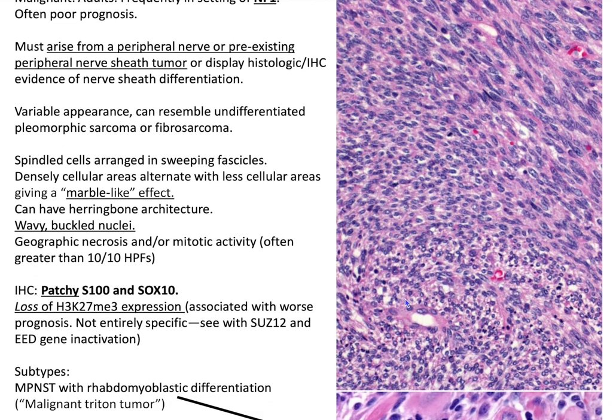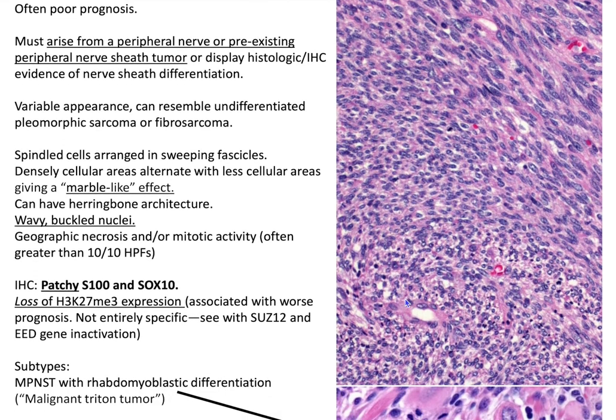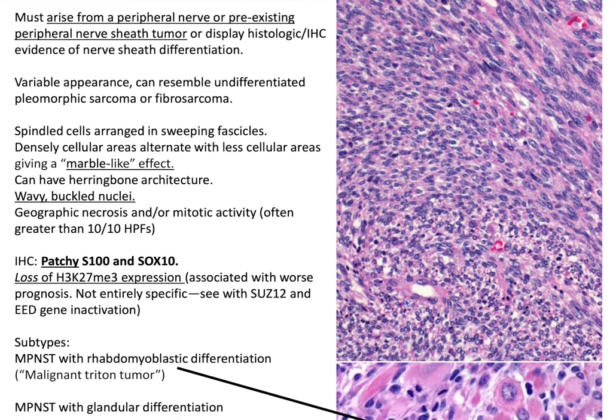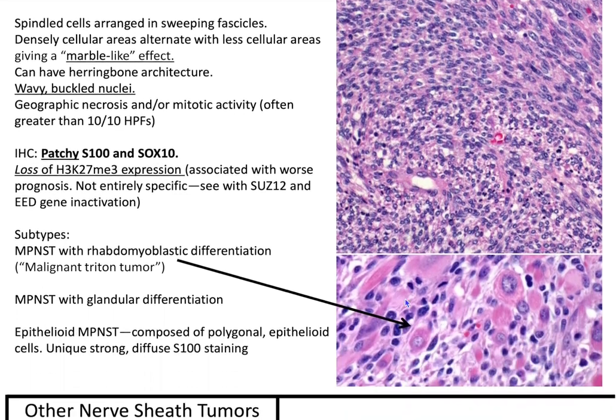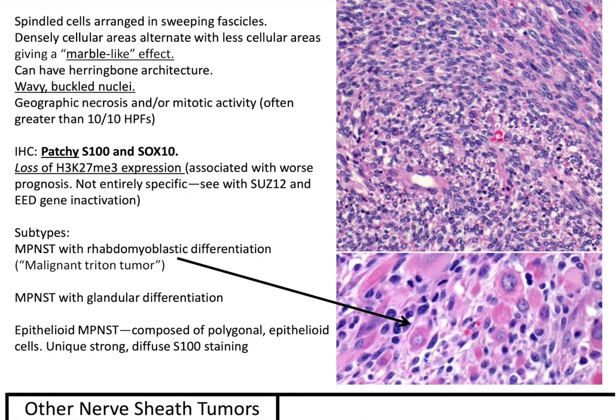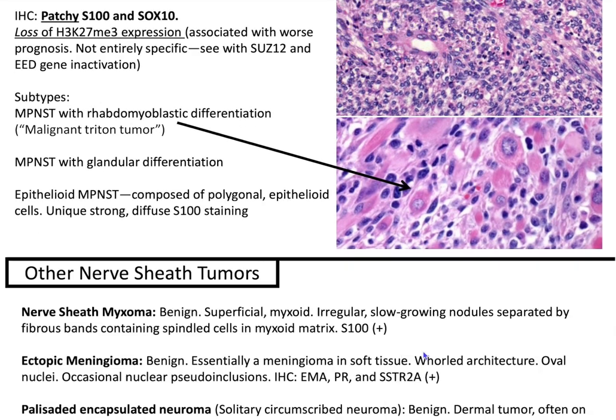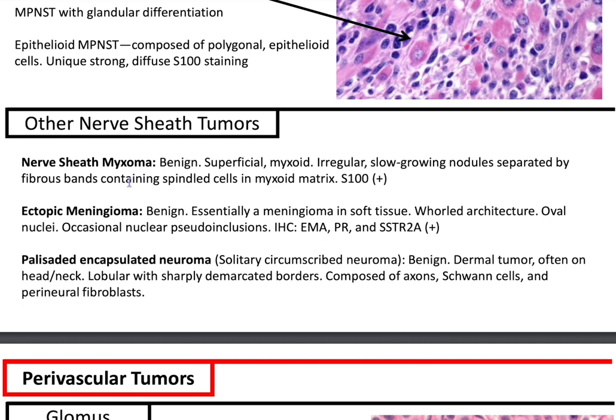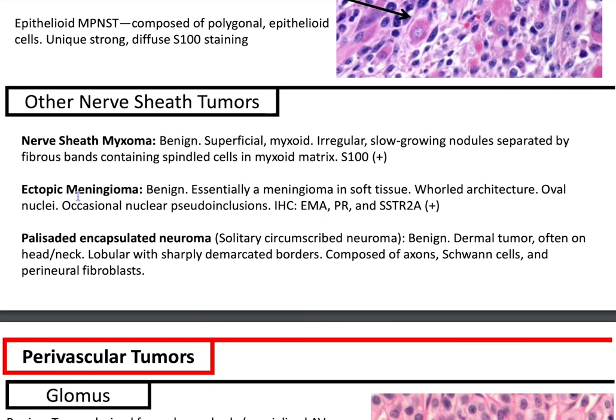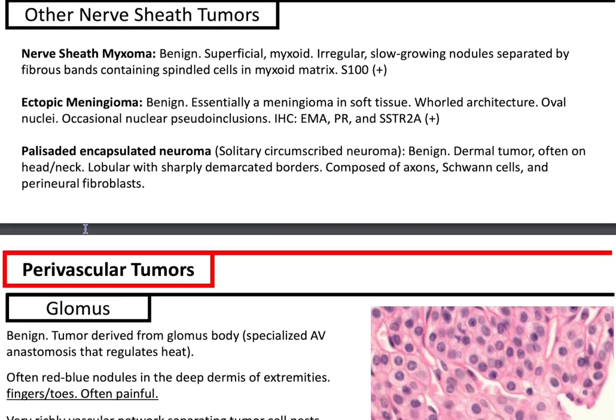Patchy S100, SOX10, you can have loss of H3K27me3, although it's not necessarily specific. Triton tumor is MPNST with rhabdomyoblastic differentiation. Other nerve sheath tumors include nerve sheath myxoma, ectopic meningioma, palisaded encapsulated neuroma.